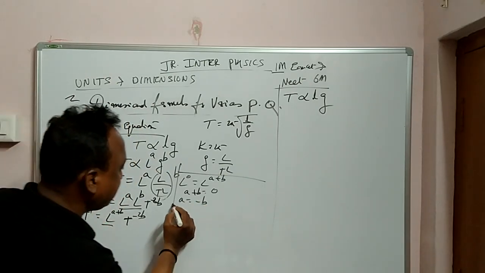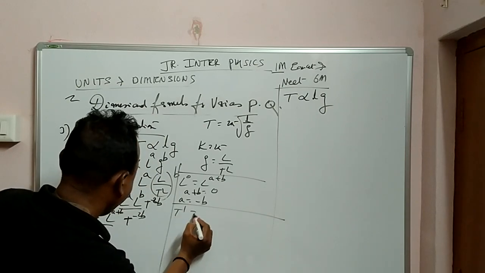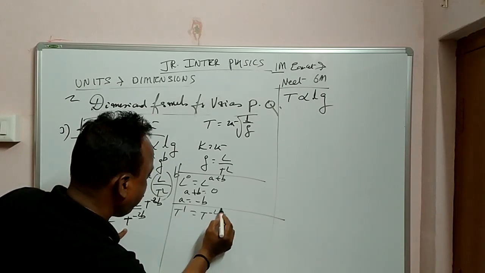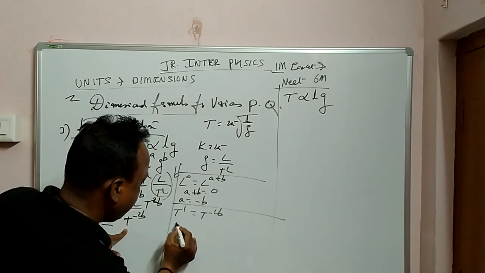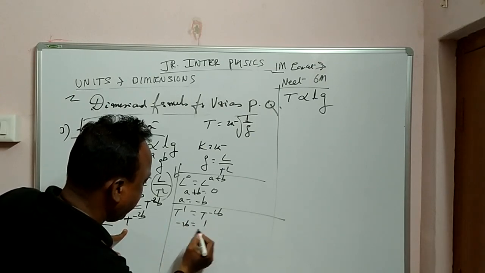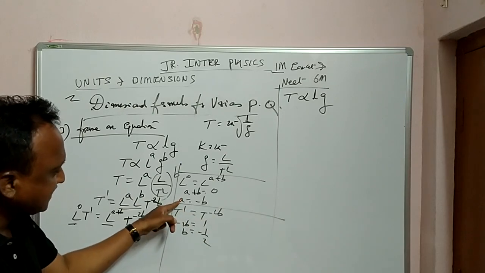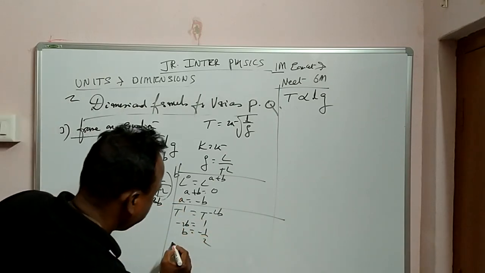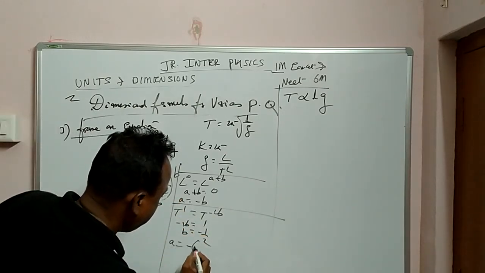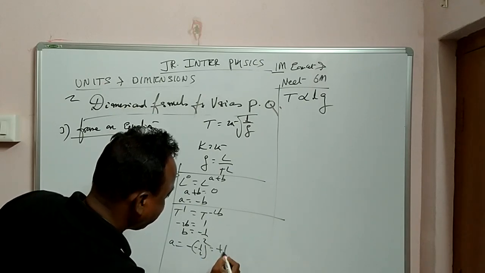Second one you can see here, T power 1 is equal to T power minus 2B, or minus 2B is equal to 1, B is equal to minus half. If B is minus half, what is A? A is equal to minus of B. Therefore, A is equal to minus of B, that is plus half.